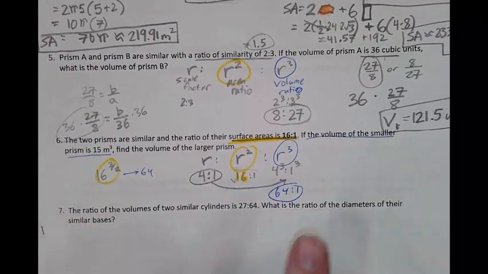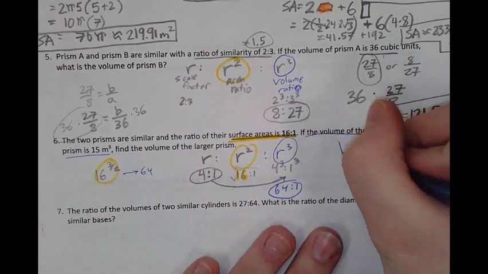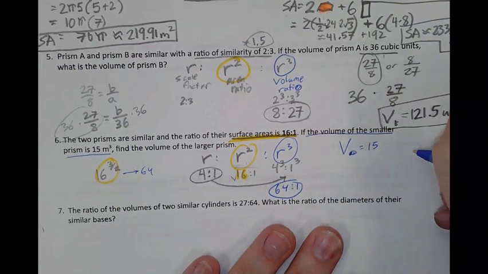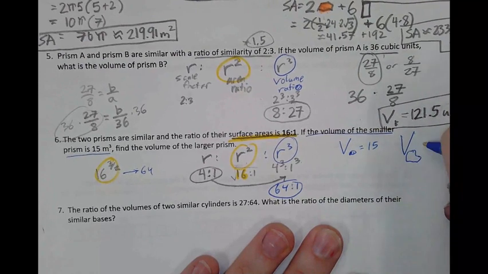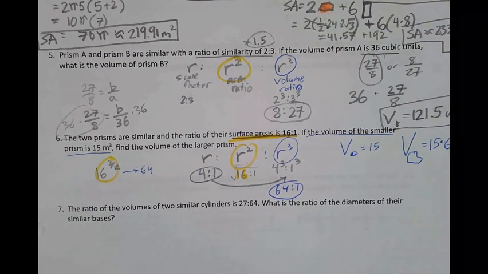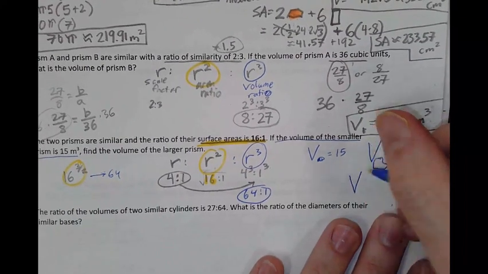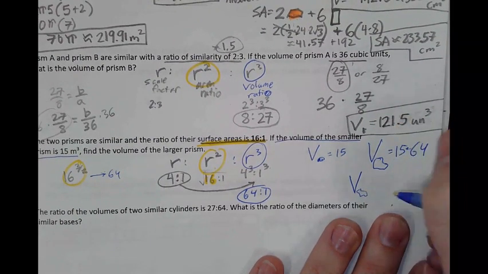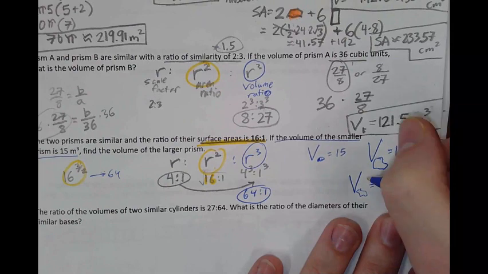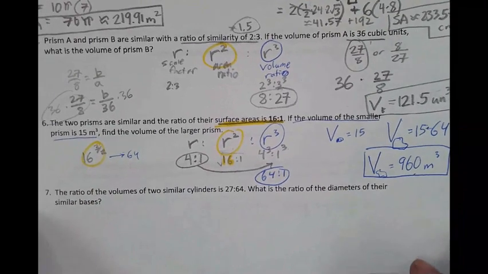So let's finish the question. The volume is going to be 64 times bigger. So if the volume of the smaller figure is 15, then the volume of the bigger figure is 15 times 64. 64 times 15 is 960. Our answer is that the volume of the bigger figure is 960 meters cubed, using the volume ratio. Okay, number 7.